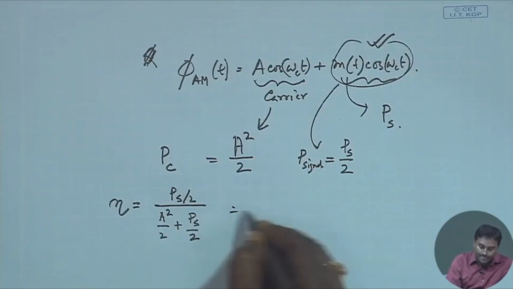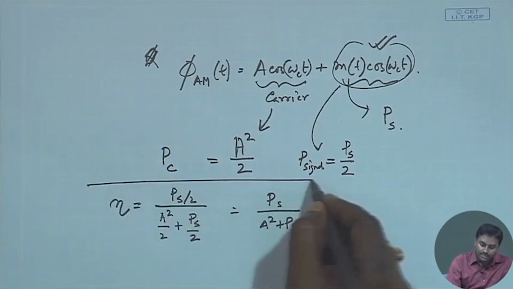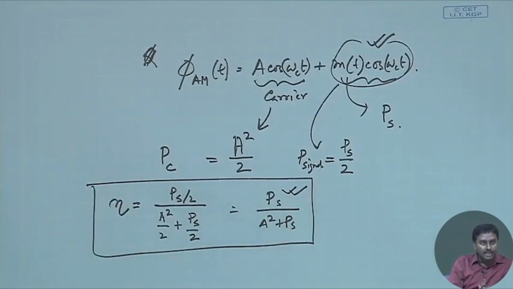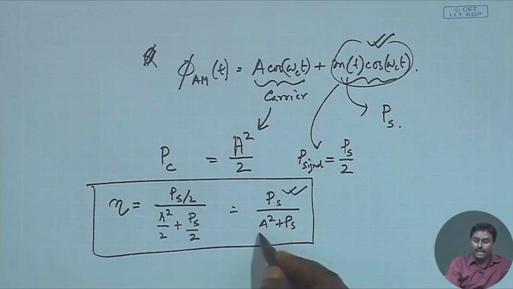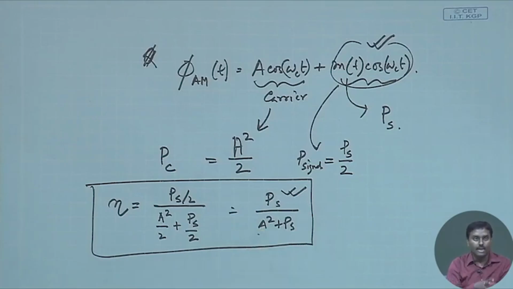So, immediately I get the efficiency, which I could have done with PS. Now, I am transmitting A square plus PS. So, that is the overall power efficiency that I get doing this. I am transmitting an extra amount of power, which is A square. This is always sitting inside.